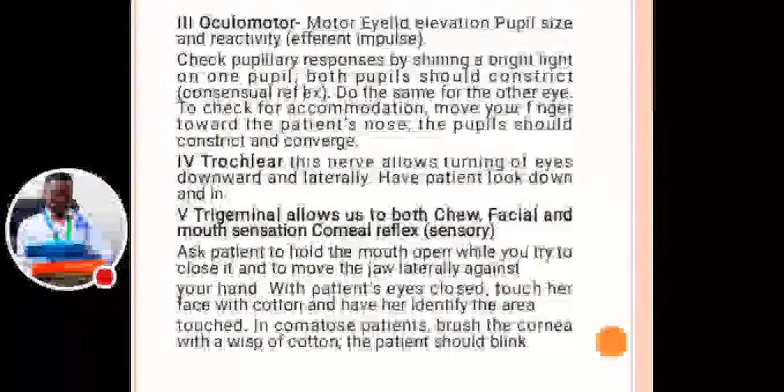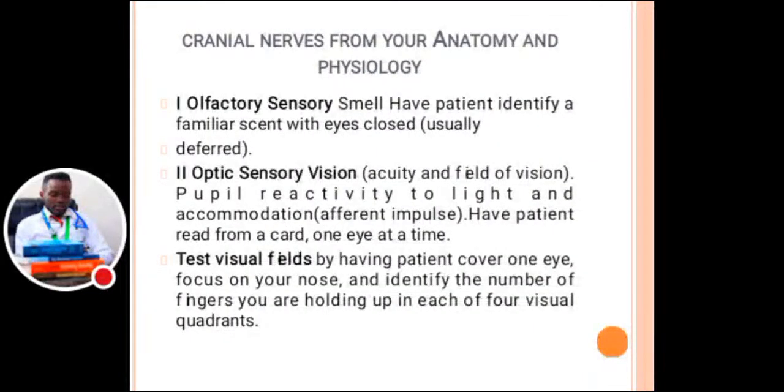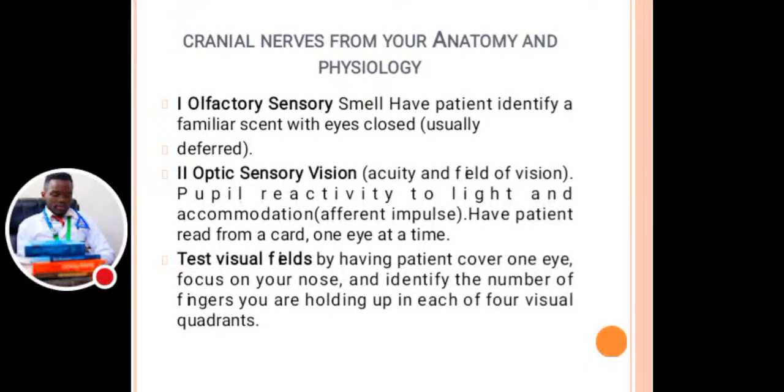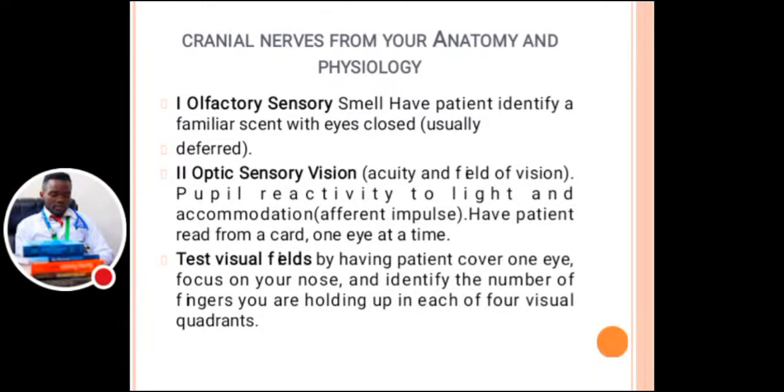Then the second one is optic, sensory vision. This one usually gives us the acuity as well as the field of vision, where the pupil reacts to light and accommodation, that is the afferent impulse. The patient reads a card one eye at a time. So you need to have a patient read certain cards one eye at a time. So this one, we are just trying to assess cranial nerve number two, that is the optic, sensory vision.